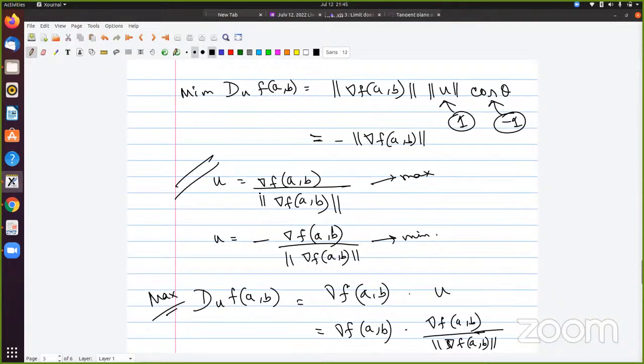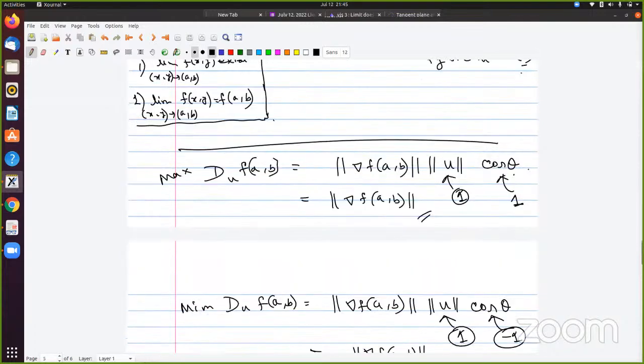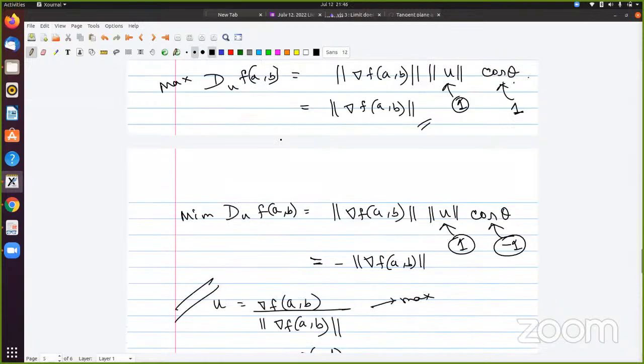Okay, fine. Basically we are trying to find when the directional derivative is maximum. Yes, I understood when the directional derivative will be maximum and when it will be minimum. Till here I've understood. But I didn't understand the derivation of U.